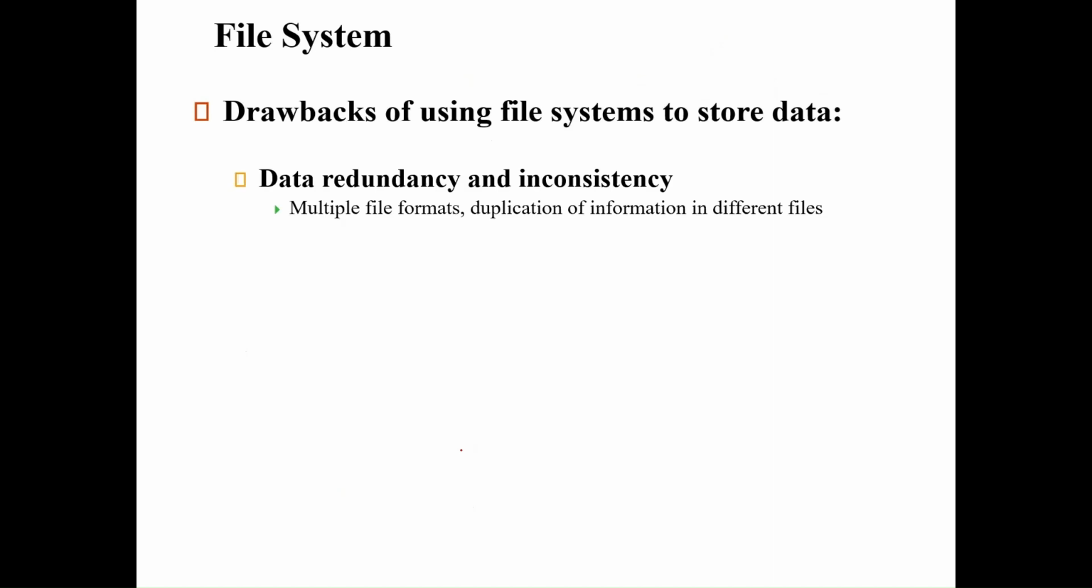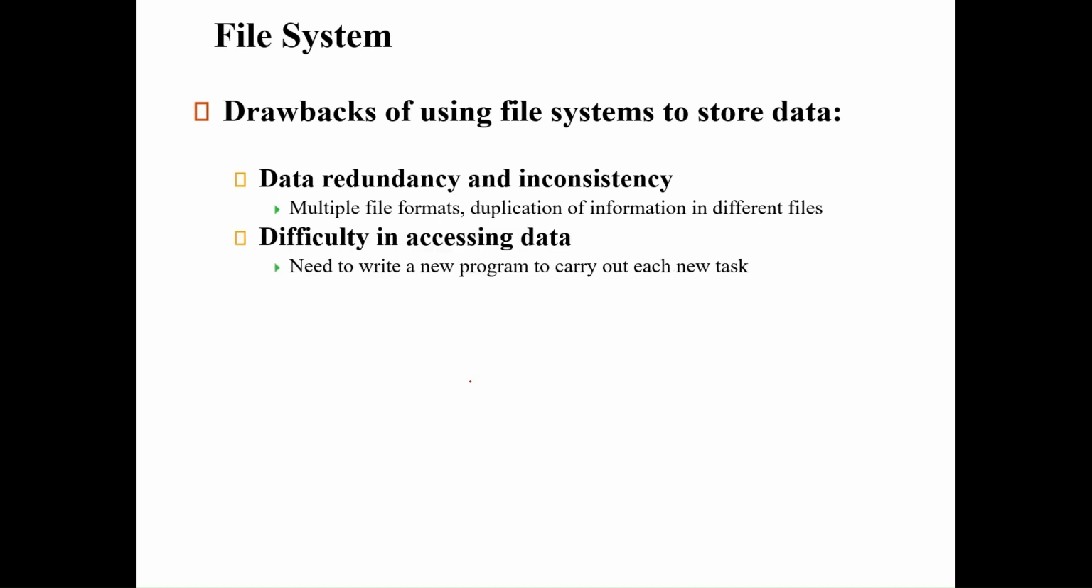So what were the problems with the file system? Drawbacks of the file system. The first drawback was data redundancy. As we have studied in the previous slide, the data was duplicated because different departments created their files, thinking that the file is required for their application. But the file consisting of the students' information was duplicated in the different departments. So multiple file formats were there, with duplication of the information in different files. Because of that, data redundancy was the problem.